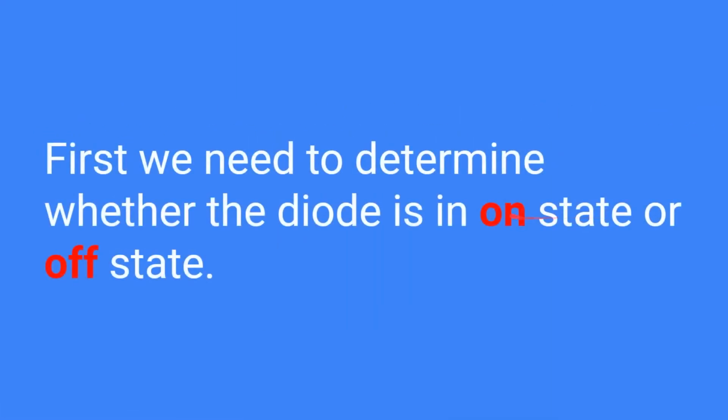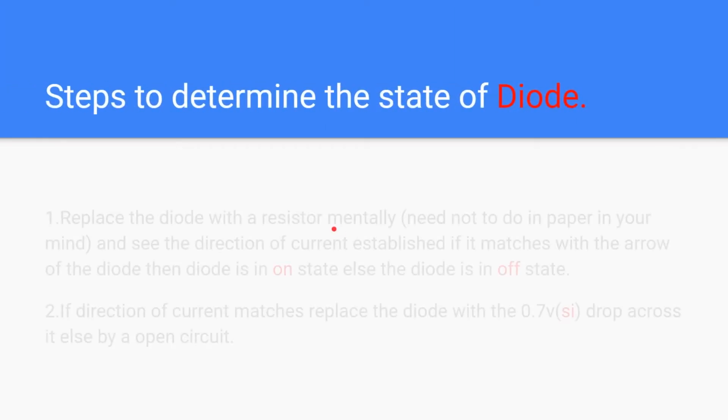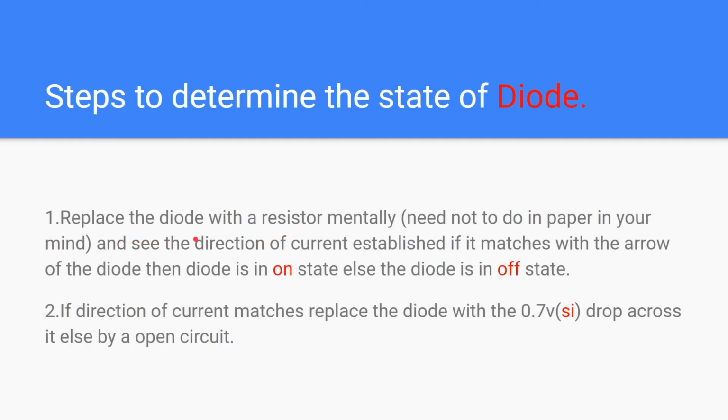So now, first we need to determine whether the diode is in on state or off state. Then only we can find the current through the network. Now let's see the steps to be followed to find the state of the diode. Now I will be reading these, and I will explain these in detail. First I will be reading.